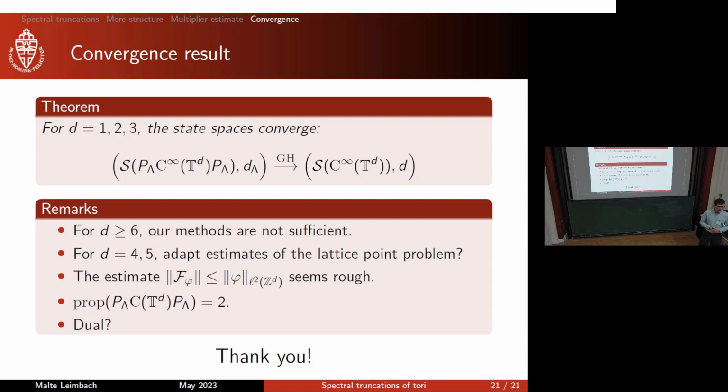Further questions? Yes? I have just a comment. I think when you have one of these approximate identities, I cannot remember the name, then you also know that you have convergence in quantum Gromov-Hausdorff distance. Thank you. Does that always work? When you have an approximate identity, yes.